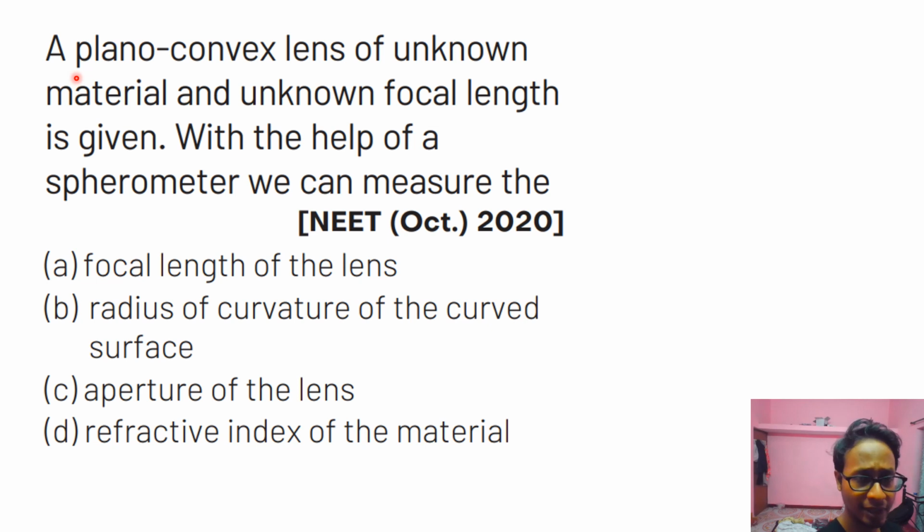Let's solve a few questions from this theory. A plano-convex lens of unknown material and unknown focal length is given. With the help of a spherometer, we can measure the radius of curvature. Sometimes it is not possible to measure the full radius of a sphere; we are only given a curvature of a sphere. So a spherometer is a device that is used to measure the curvature, or radius of curvature, of a curved surface.